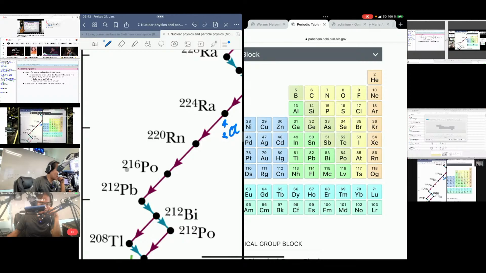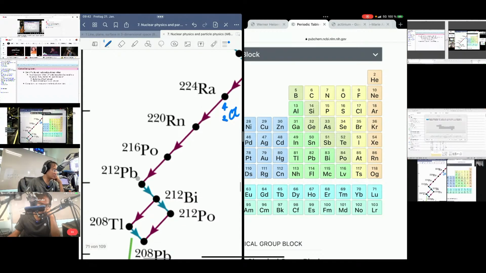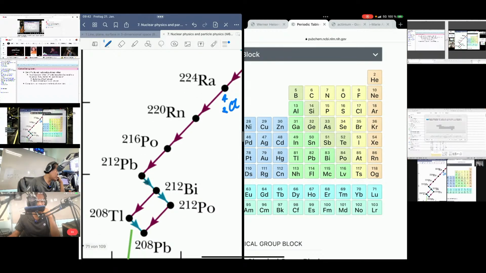216 becomes now 212, and 2 protons are thrown away. Polonium has to go back by 2 steps, right? 1 and 2. We arrive at lead, that has only 82 protons, but the number of nucleons is still high for lead in this version. One of the neutrons in the nucleus of lead 212 turns into a proton.